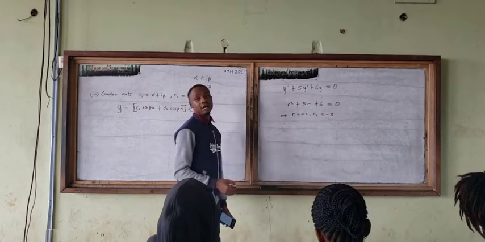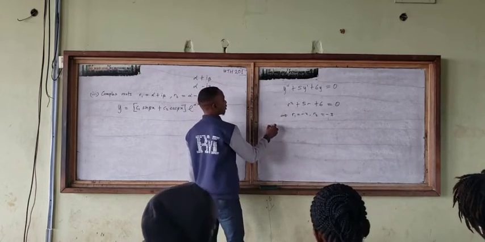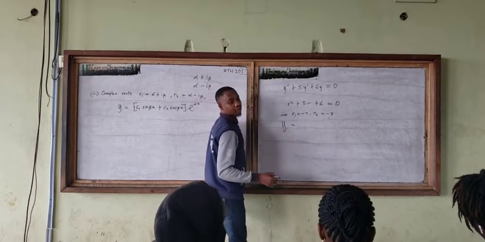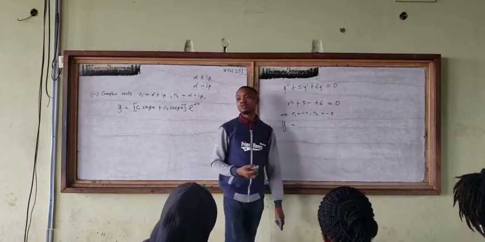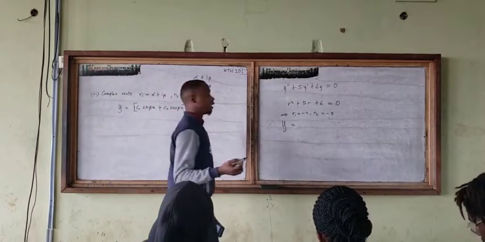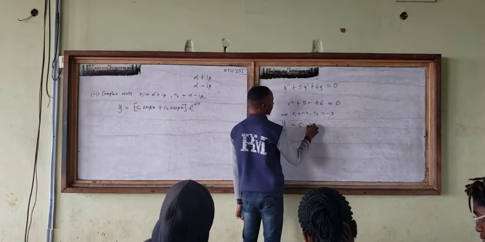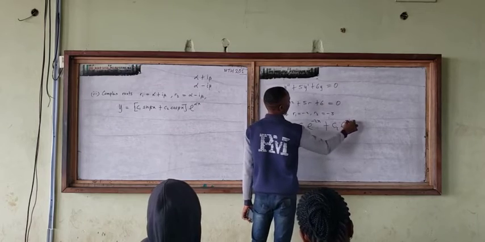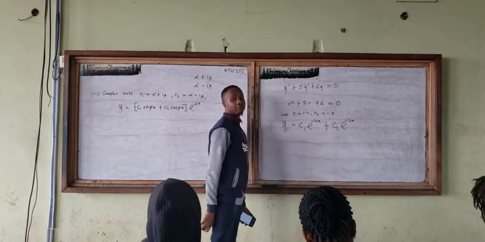That means that our general solution is going to be what? Y is equal to C1 e raised to power minus 2x plus C2 e raised to power minus 3x. Is that clear? Yes, sir.